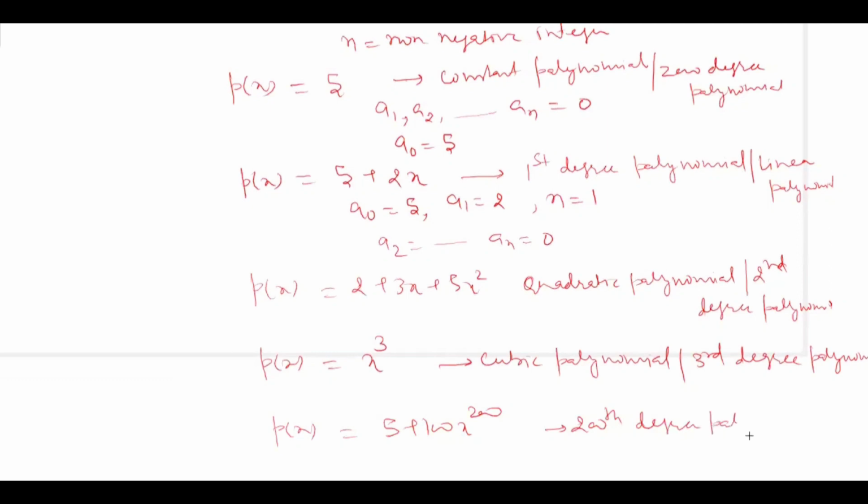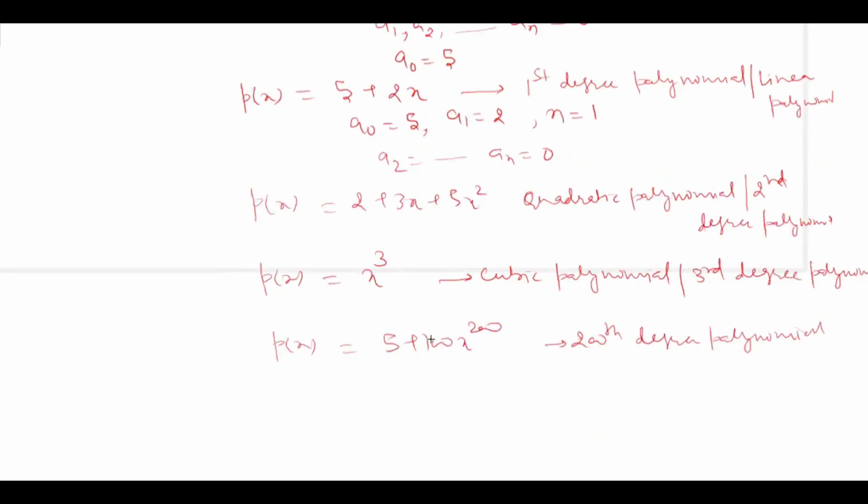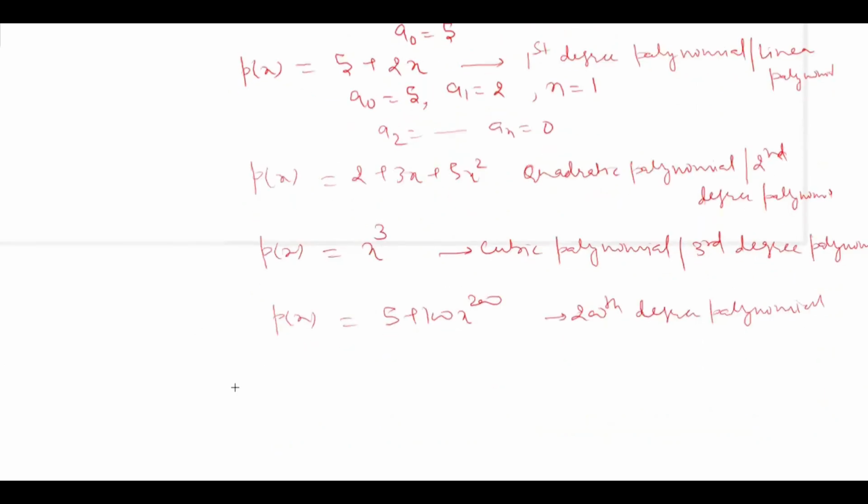So we have names: for degree zero, the name is constant polynomial. For first degree, linear polynomial. For second degree, quadratic. For third degree, cubic. For fourth degree and onwards, we do not have many names, so we concentrate our attention up to here. Until here we have understood what is a polynomial, so let's also understand what is not a polynomial.